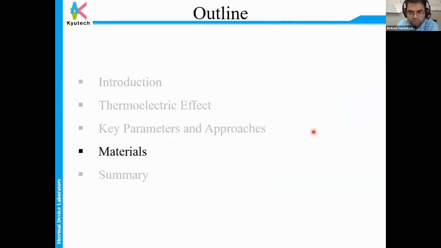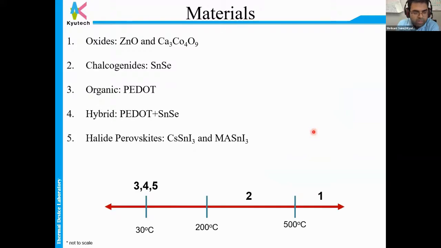I will be showing you a couple of examples of what materials we are working on and how we are doing it. At the moment I'm working on halide perovskite, and I've been working on oxide materials, chalcogenides considering tin selenide, and organic PEDOT and the hybrid of PEDOT:PSS and other chalcogenide or oxide materials. I have been working on these different materials depending on their application temperature.